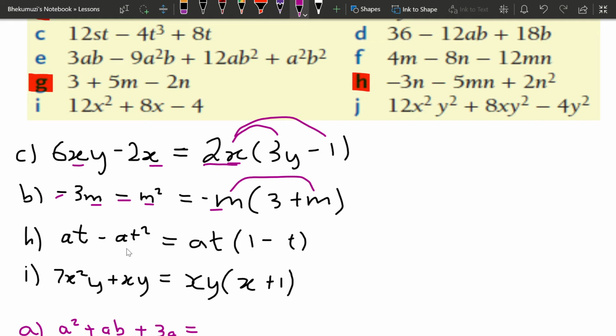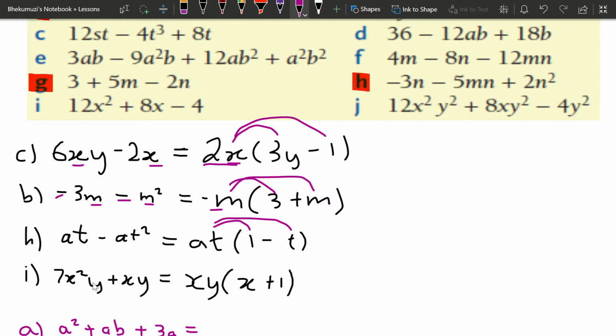What is common here? You can see that in the first term you have at, and in the second term you do have at squared. So in this case, what you do is you take out at, and then you will be left with 1 minus t, right? And you can check it again. When you multiply in, you'd see that it should go back to what we started off with.